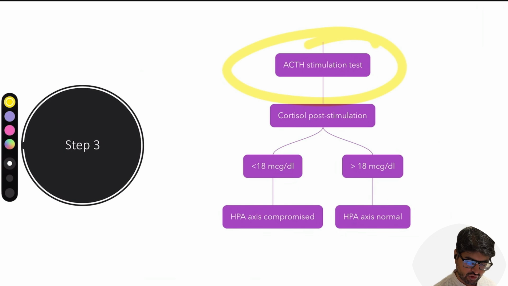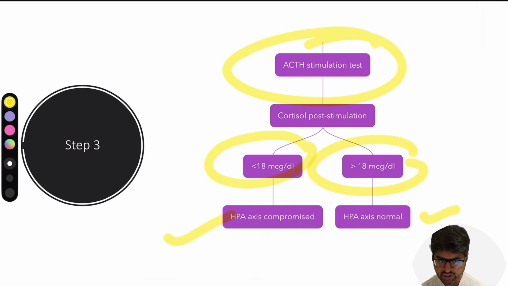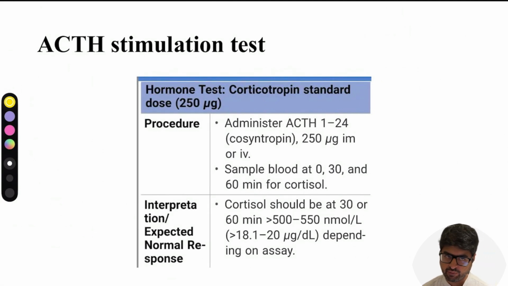And if the post stimulation cortisol is more than 18, the HPA axis is normal. If it is less than 18, the HPA axis is considered to be compromised, right? So that's something which is very important. So this is the protocol for the ACTH stimulation test.